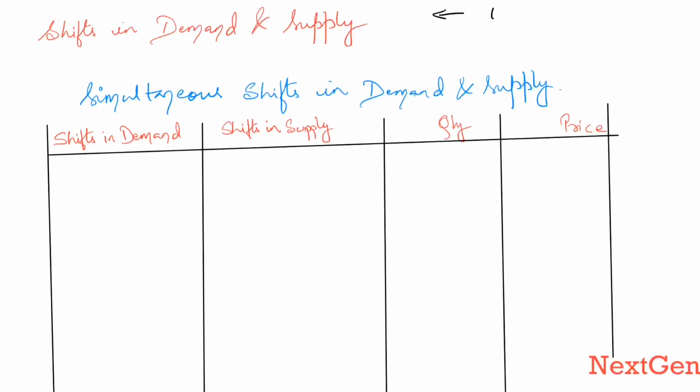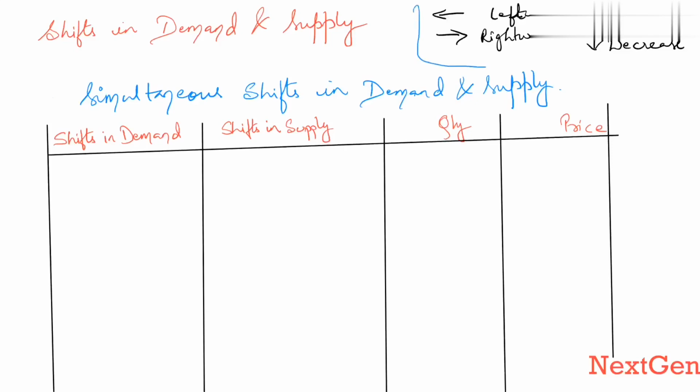Remember, a leftward arrow means a leftward shift, a rightward arrow means a rightward shift, an upward arrow means increase, a downward arrow means decrease. These will be the notations we'll use.